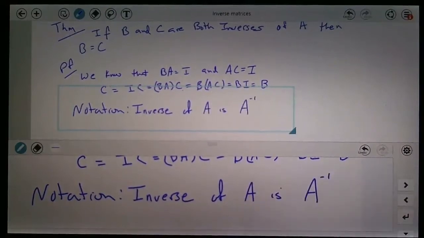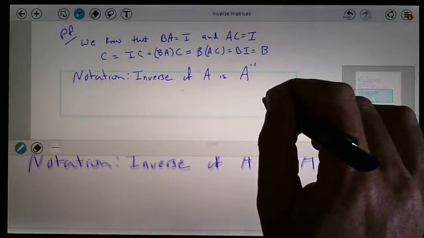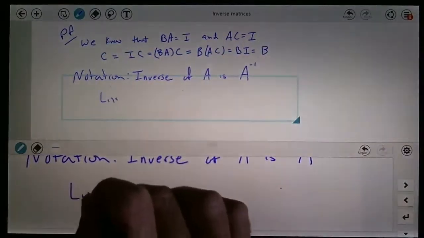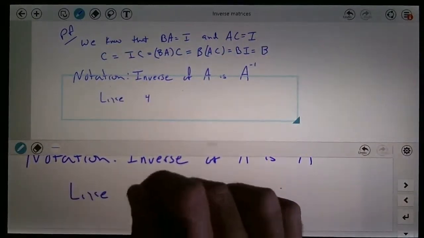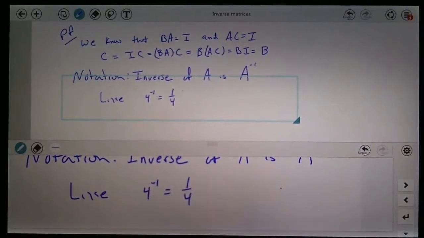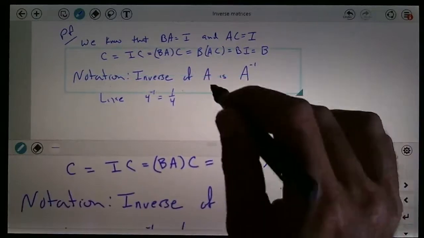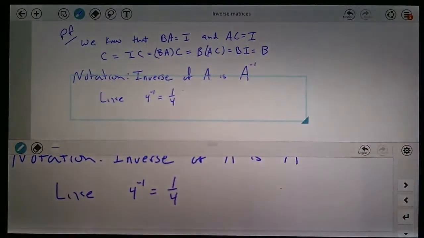We use a -1 exponent, just like we would use a -1 exponent to denote a reciprocal for real numbers, right? This is just like if you had 4 to the -1 power, you literally mean 1 over 4, right? Now, we don't really divide by matrices. We multiply by the multiplicative inverse here. Just as we could say, we don't ever divide by numbers. I never divide by 4, I just multiply by 1/4.